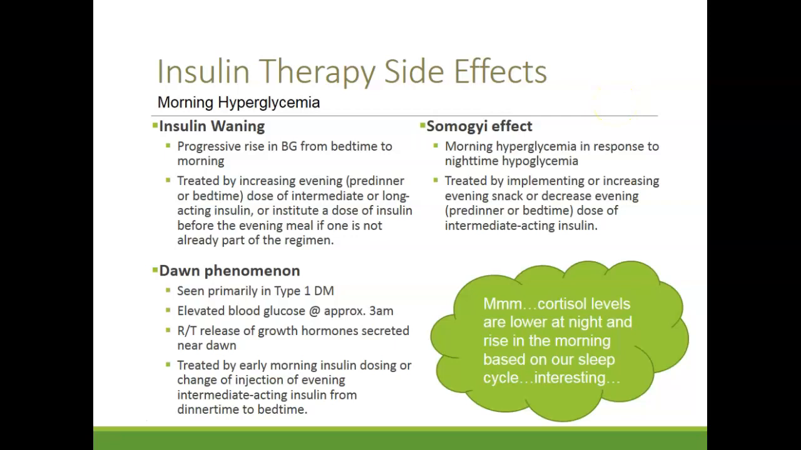Now here's something interesting, and this is just kind of a side thought. I've talked a little bit how stress can make the body more insulin resistant. So, cortisol levels are lower at night and rise in the morning based on our sleep cycle. So if you think about cortisol levels also being elevated in the morning, will also have some impact on patients being hyperglycemic. Interesting thought. So there are a lot of different hormones in play here.